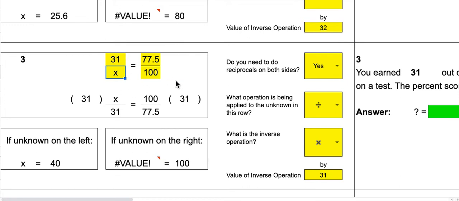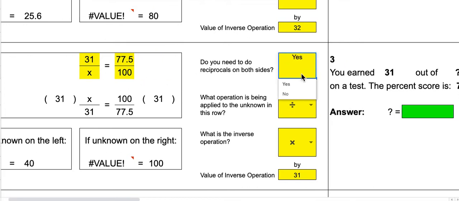So now I need to decide, do I need to flip it? Well, I'm going to say no to begin with. If I said don't do the reciprocals or flip both sides, I end up with an x in the bottom. I can't solve an equation with an x in the bottom. The x must go to the top. So I'm going to put x on the top. So how do I do that? I select yes here. Okay, so I need to flip it.